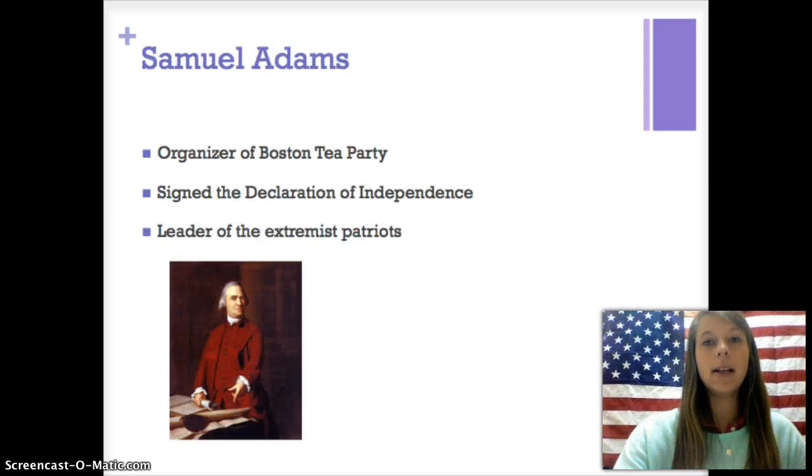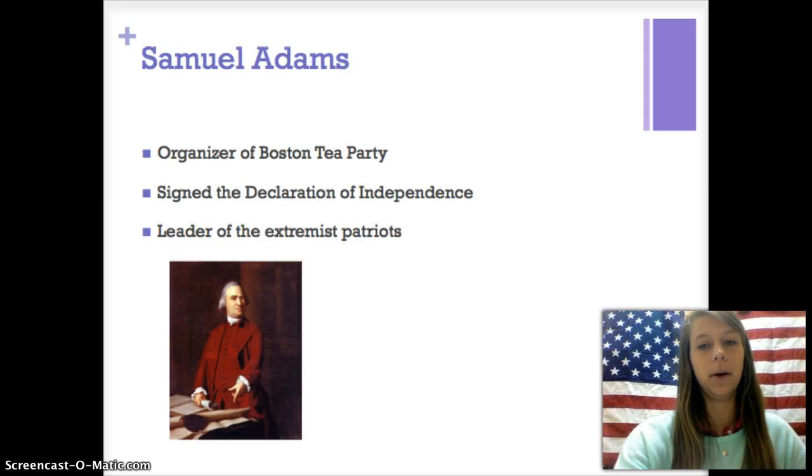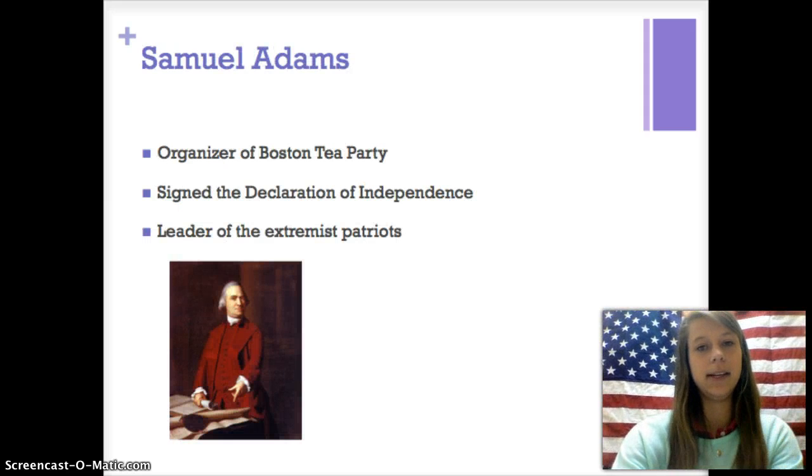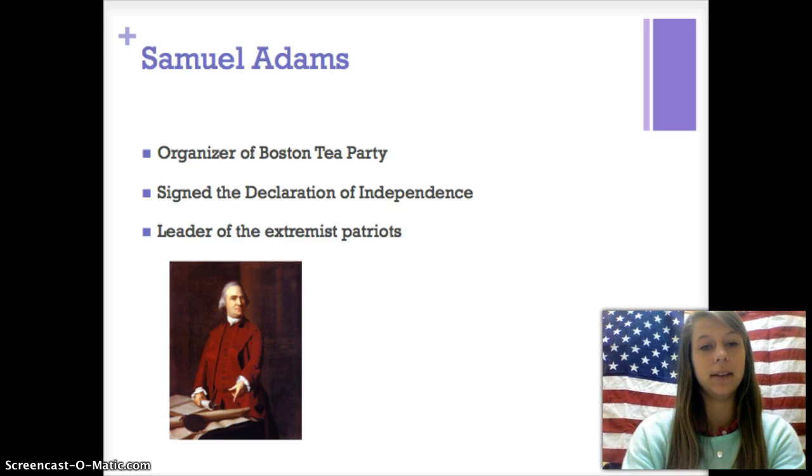Samuel Adams was the organizer of the Boston Tea Party in response to the tea tax. In 1774, Adams joined the Continental Congress and signed the Declaration of Independence in 1776. Adams also helped develop the 1777 Acts of Confederation. Samuel Adams was a huge propagandist against the British and a leader of the Sons of Liberty.